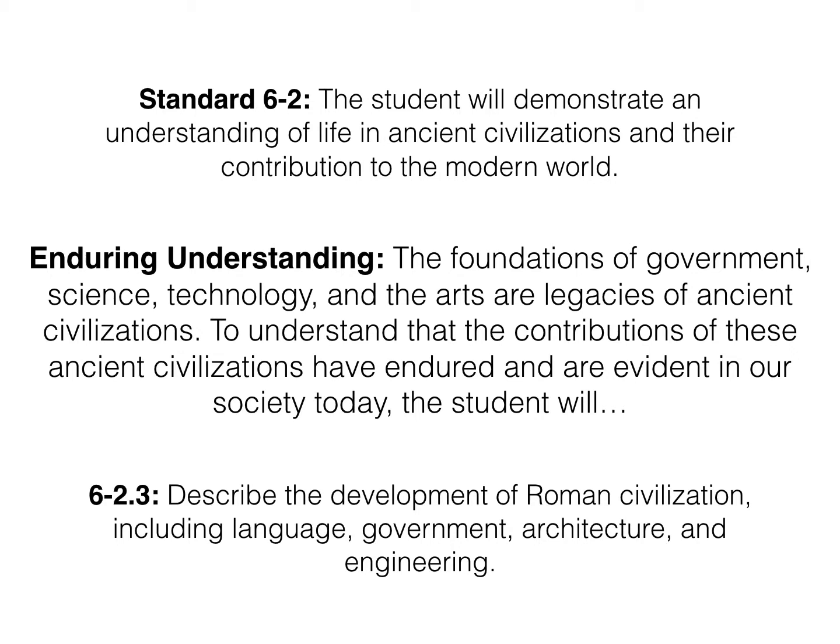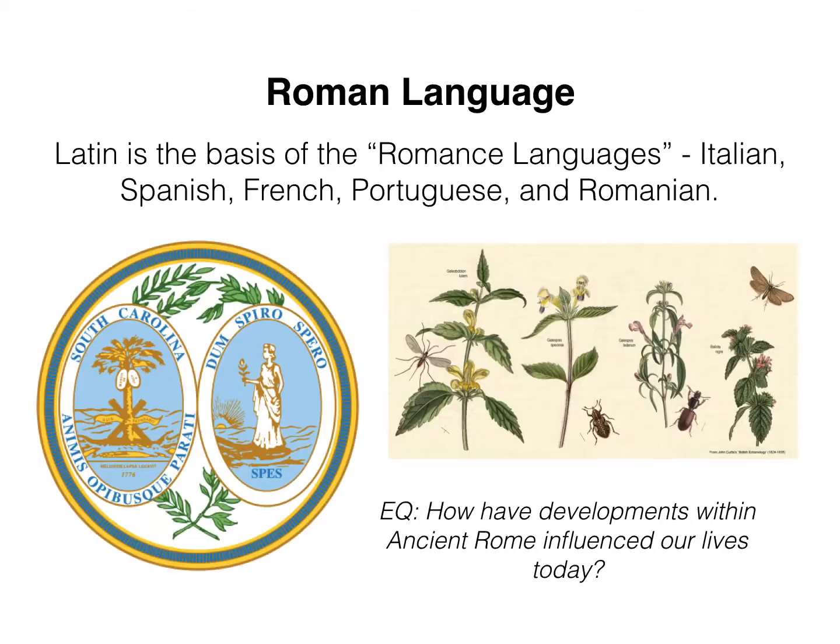6-2.3, we have that the student will describe the development of Roman civilization, including language, government, architecture, and engineering. So we are going to look at 4 aspects of Roman culture. In 6-2.3, we're going to look at language, government, engineering, and architecture. The essential question for this unit is, how have developments within ancient Rome influenced our lives today? So that is what we're going to be focusing on.